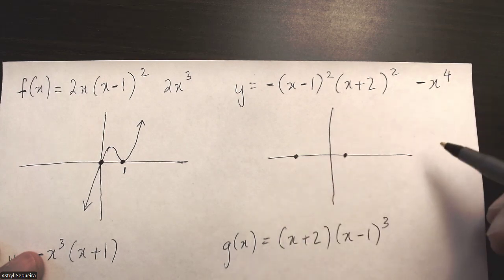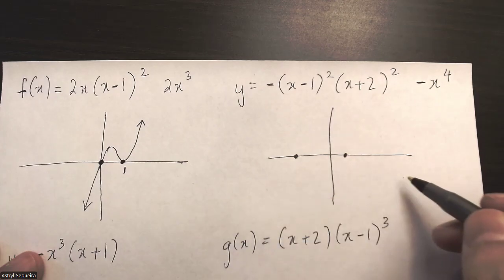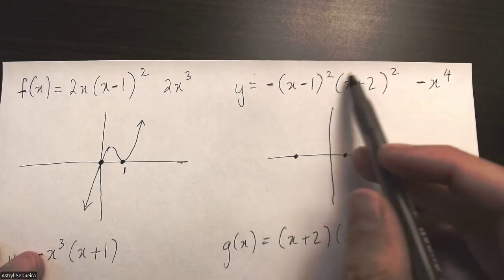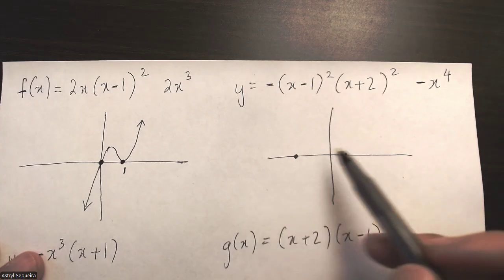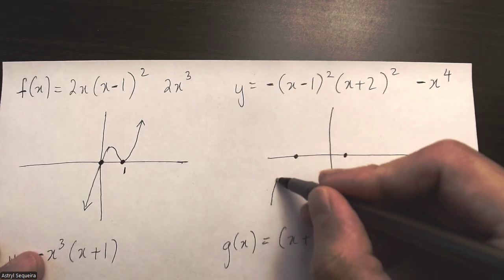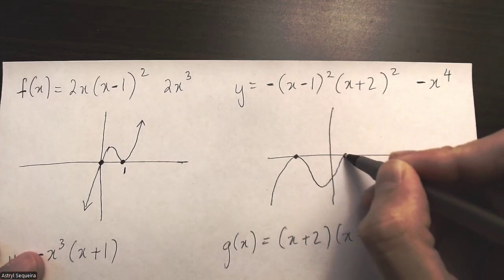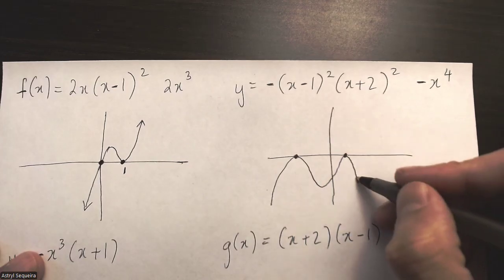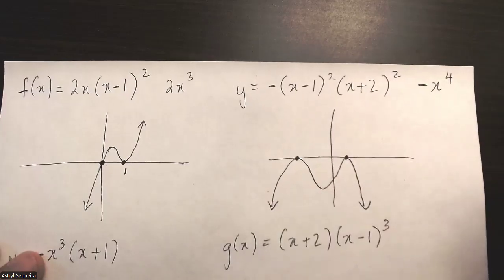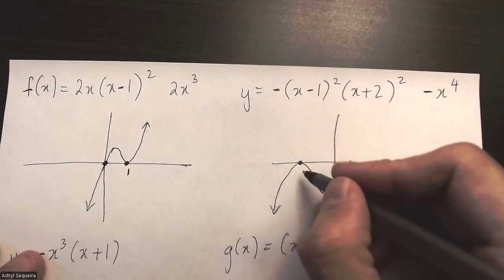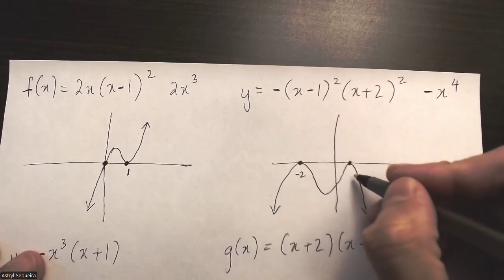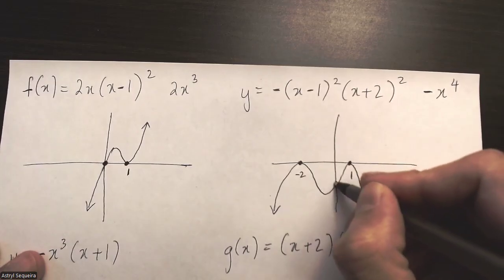So a negative even function will start at the bottom, will end at the bottom, and since both brackets are squared, we're bouncing off both x-intercepts. It's going to go like this, and like that. This is negative 2, this is positive 1, and now I can find the y-intercept here.